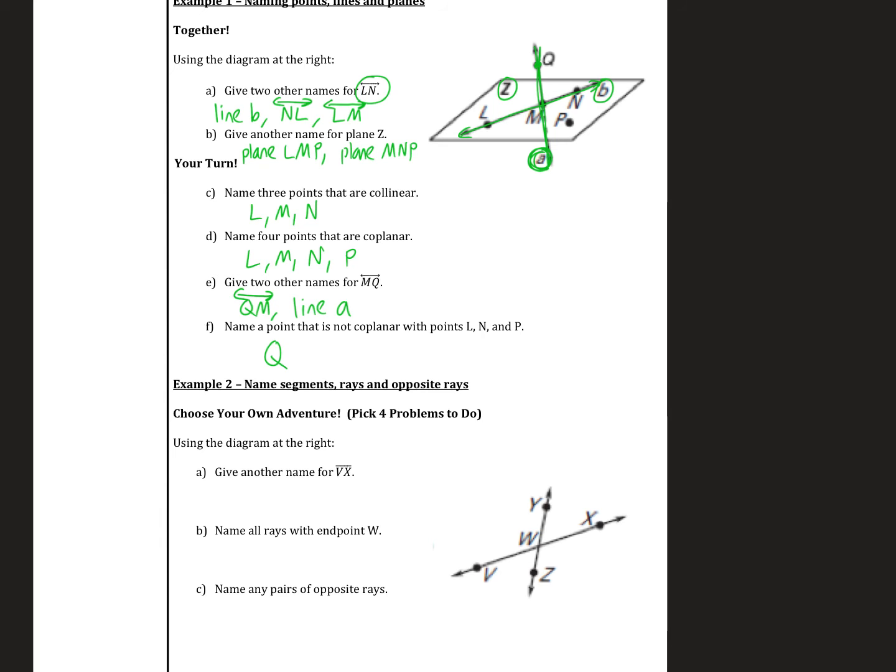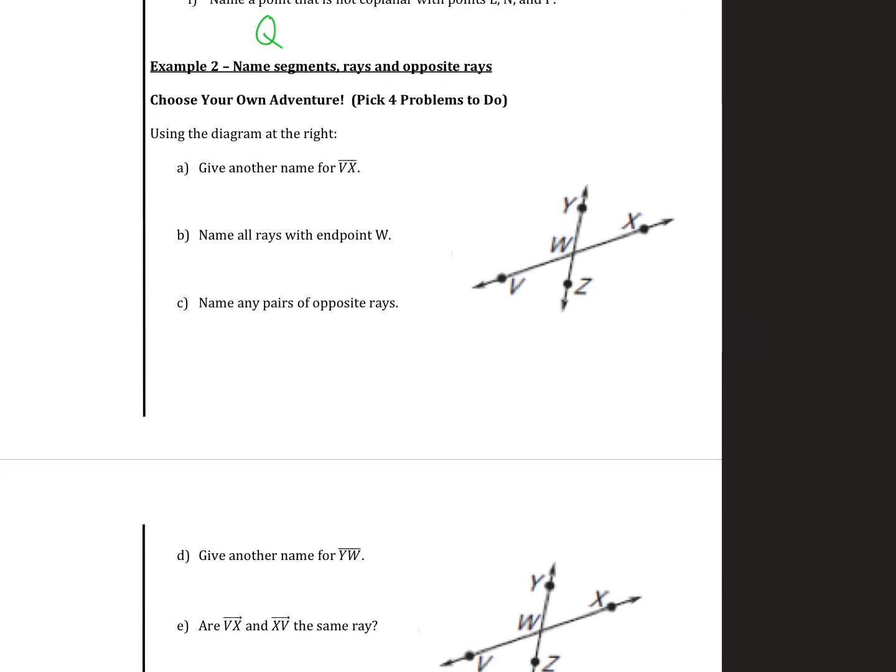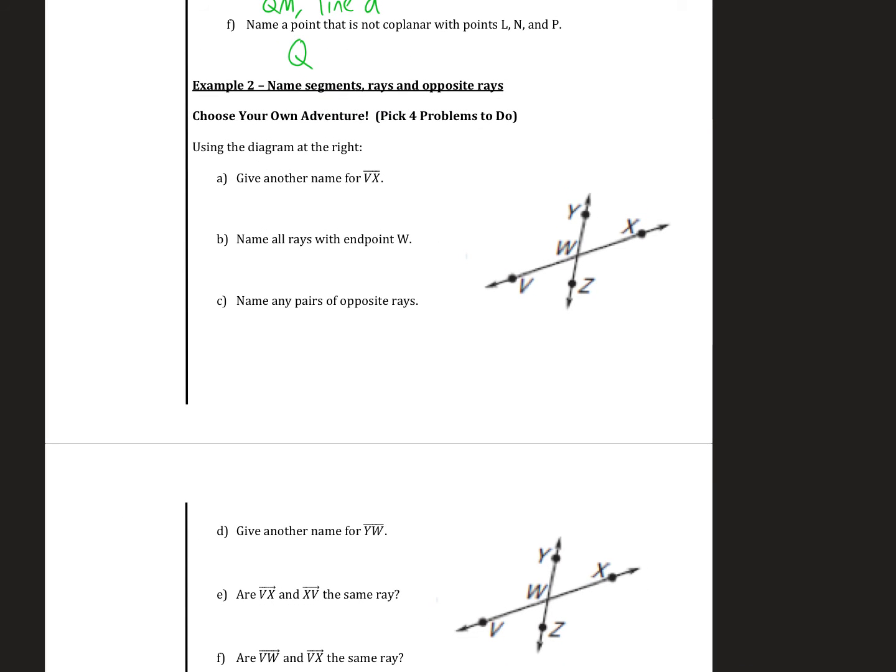All right, example 2. It says choose your own adventure, pick 4 problems to do. There's A through F here. So if you'd like to pause the video and give them a try, why don't you give it a try? Otherwise, we're going to go over it in a second. Alrighty, let us talk about this.